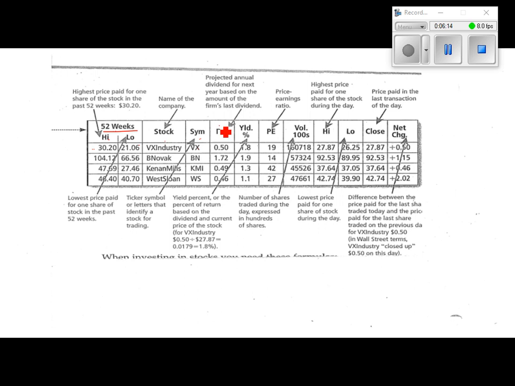This is your projected annual dividend. We're going to talk about dividends here in a minute.